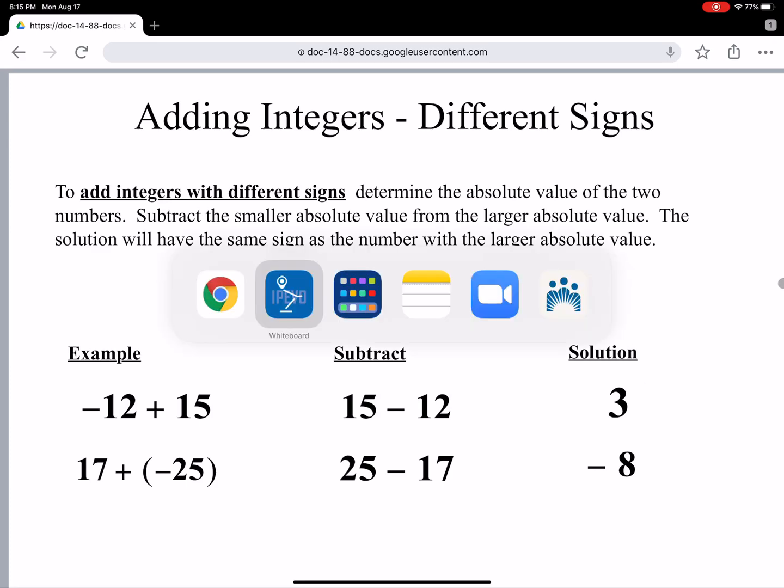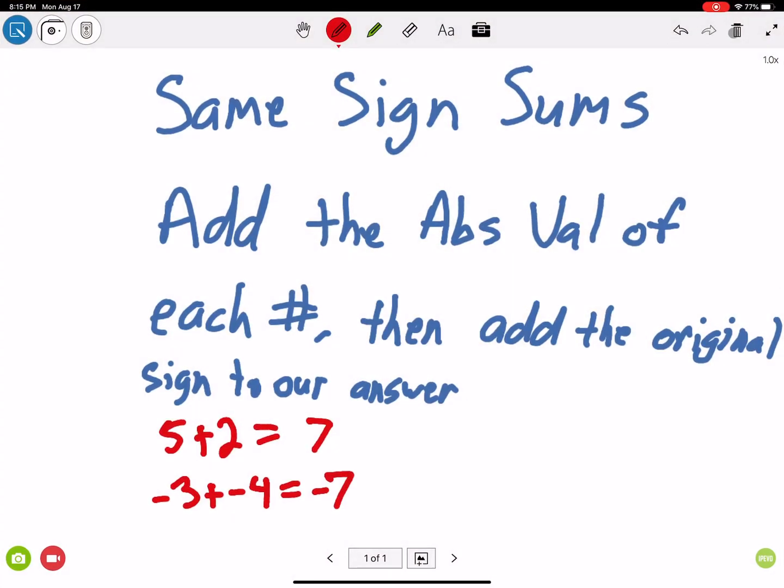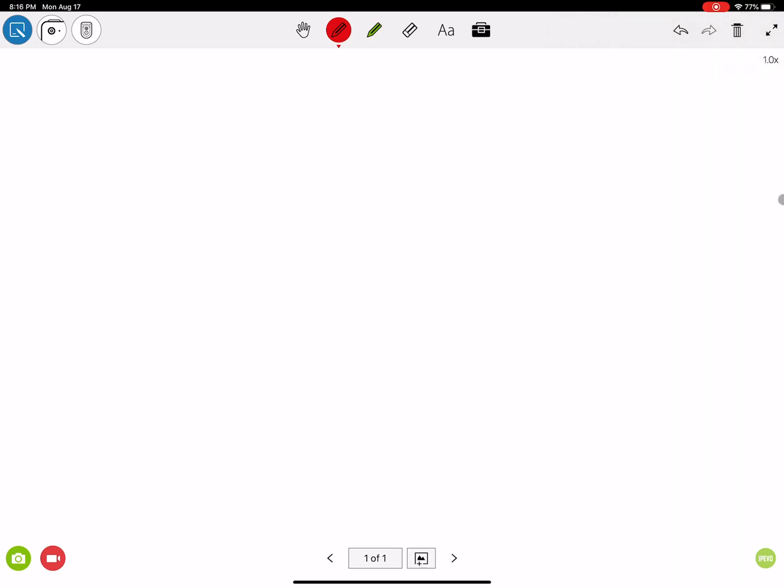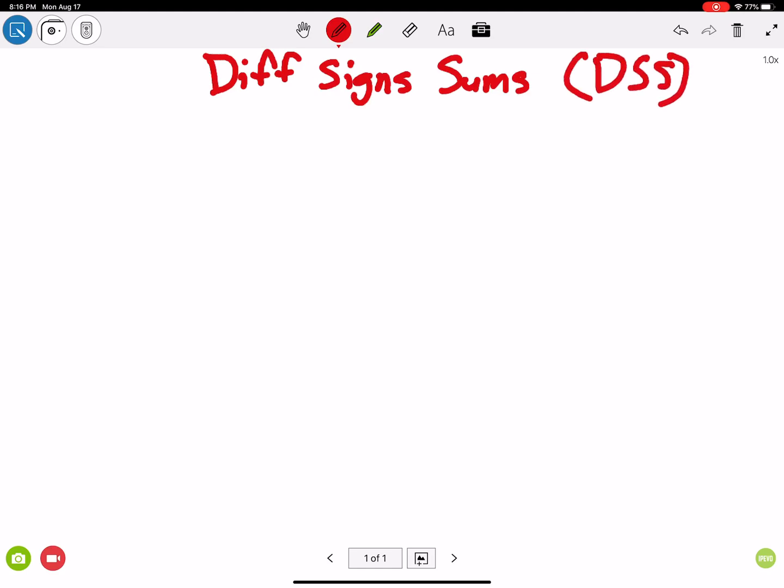So what did we basically do? We looked at this and we said, if we have different signs, I'm going to call this DSS just for the sake of today. Let's say that we did -3 plus 5. Let's think about what's happening here.